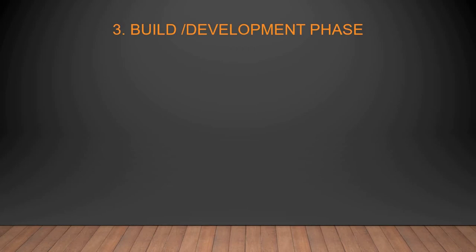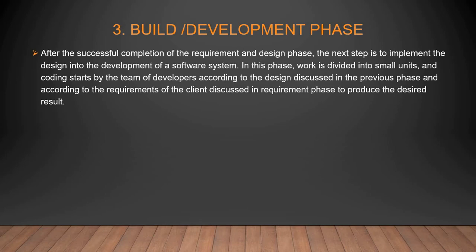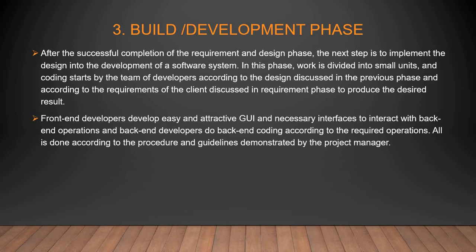Next one is development phase. After the successful completion of the requirement and designing phase, the next step is to implement the design into the development of a software system. So in this phase, work is divided into small units and coding is started by the team of developers according to the design discussed in the previous phase and according to the requirement of the client discussed in requirement phase to produce the desired result.